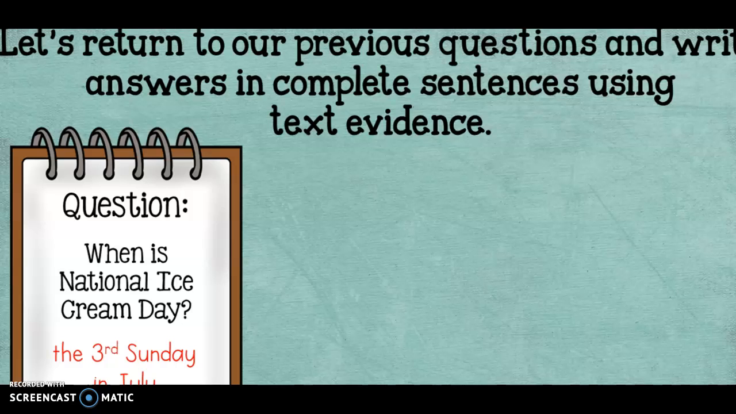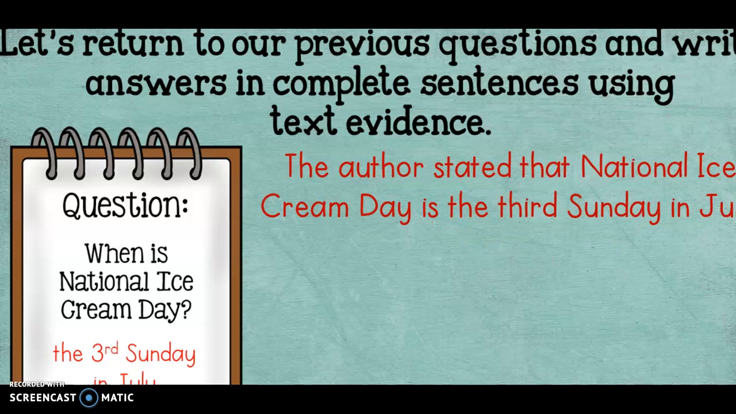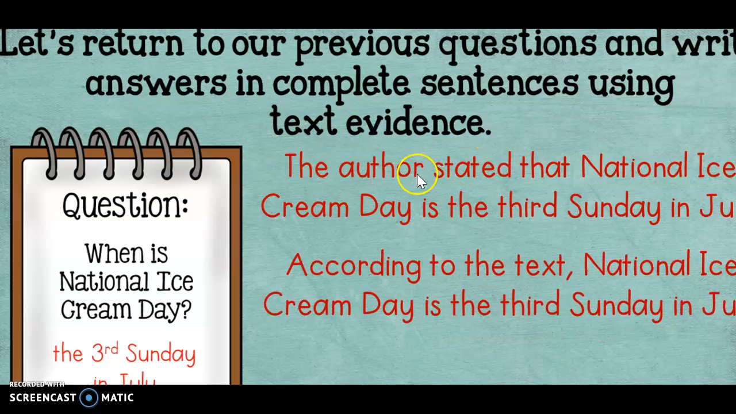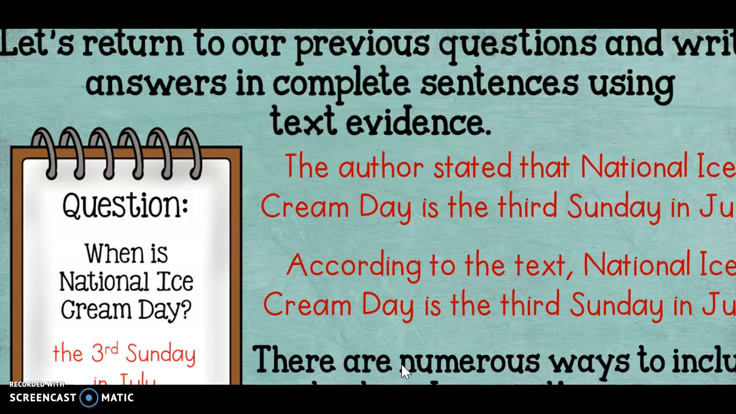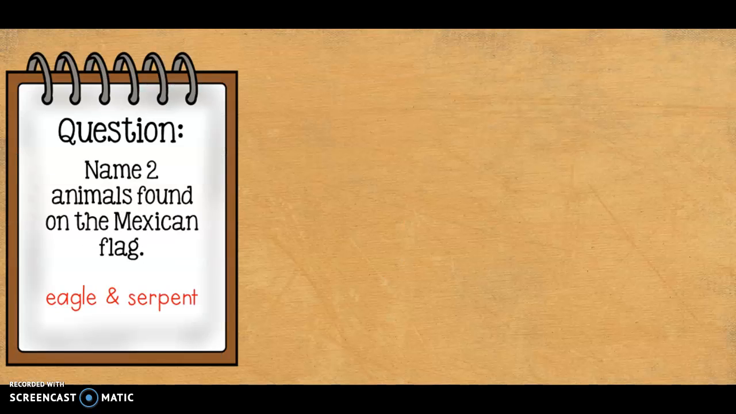So going back to our complete sentence that we had before, the first one, when is National Ice Cream Day? We know the answer is the third Sunday in July. So you need to say, with your sentence starter first, the author stated that National Ice Cream Day is the third Sunday in July. Or, according to the text, here's your sentence starter, National Ice Cream Day is the third Sunday in July. There's a bunch of ways to do it, but like I said, these are probably the two ways I will ask you to do it the most.